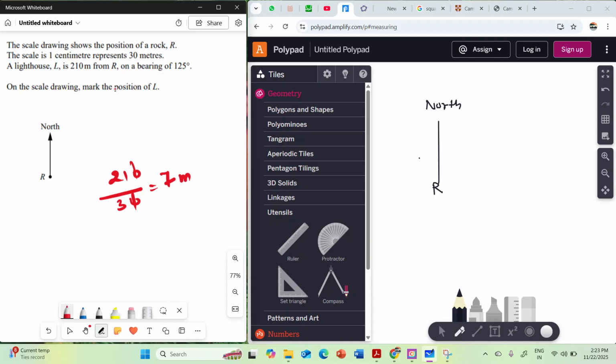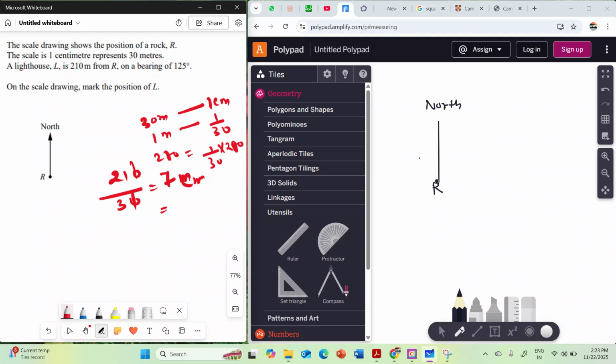So this is 7, because 30 meters is represented by 1 centimeter. So 1 meter equals 1 by 30, and for 210 it equals 1 by 30 into 210. So this is 7 centimeters. So here we have to find the position of the lighthouse, and the bearing is 125 degrees.